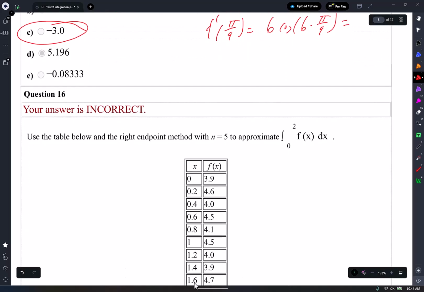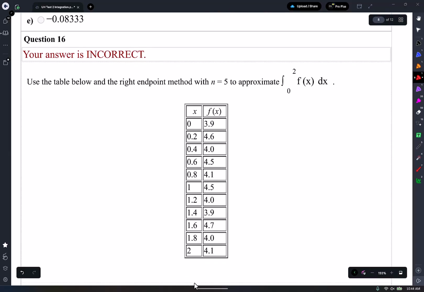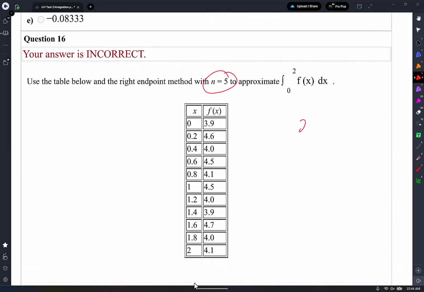Use the table below and a right endpoint for n equals 5. If n equals 5, 2 minus 0 divided by 5 is 0.4. So here is my first rectangle, second rectangle, third rectangle, fourth rectangle, fifth rectangle. Do you guys see them? How do I find the area of every rectangle? Width times height, or you can say length times width. All of these widths are 0.4.